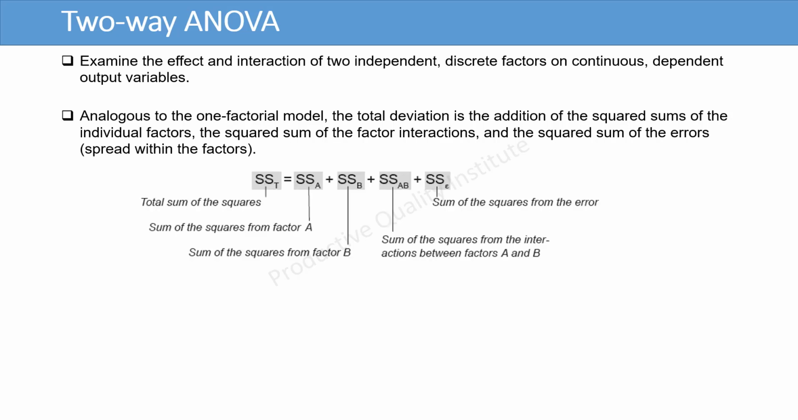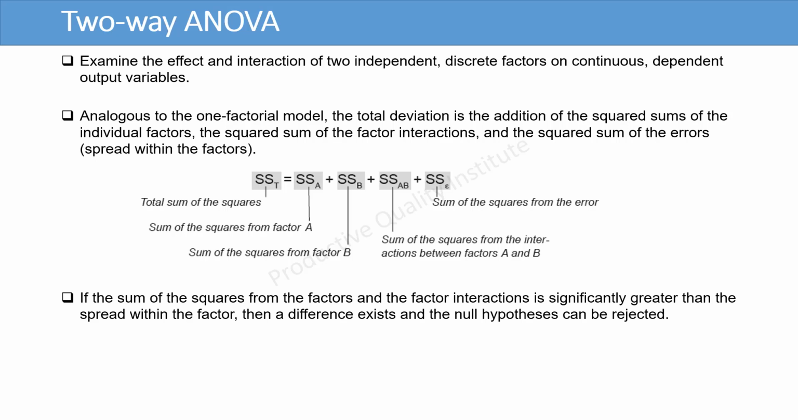Total sum of squares is equal to the sum of squares from factor A plus the sum of squares from factor B plus the sum of squares from the interaction between factors A and B plus the sum of squares from the error. If the sum of squares from the factors and the factor interactions is significantly greater than the spread within the factor, then a difference exists and the null hypotheses can be rejected.